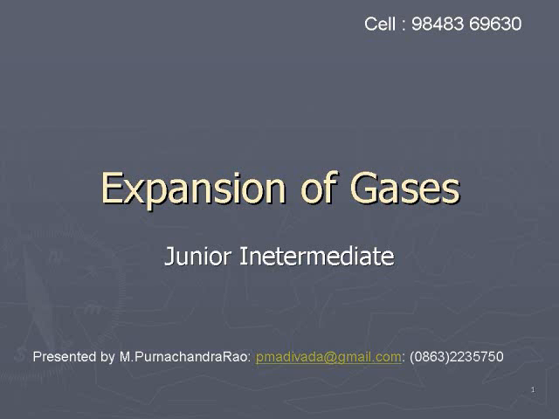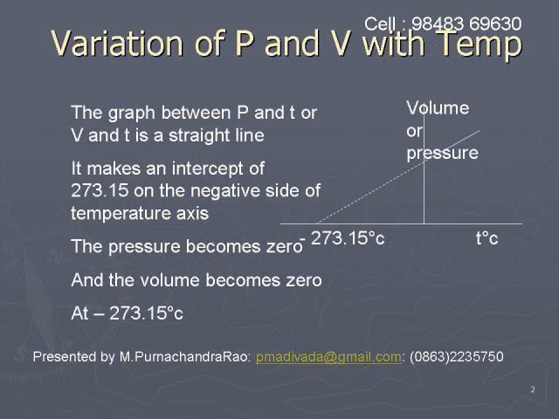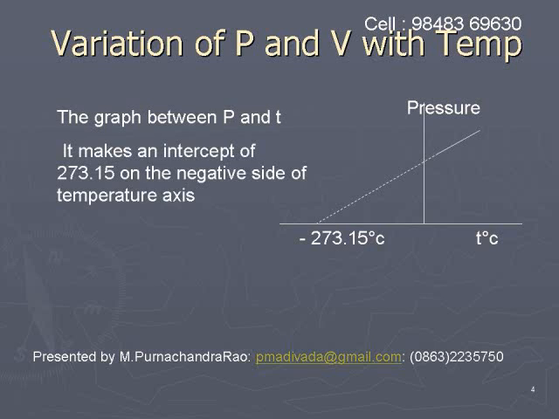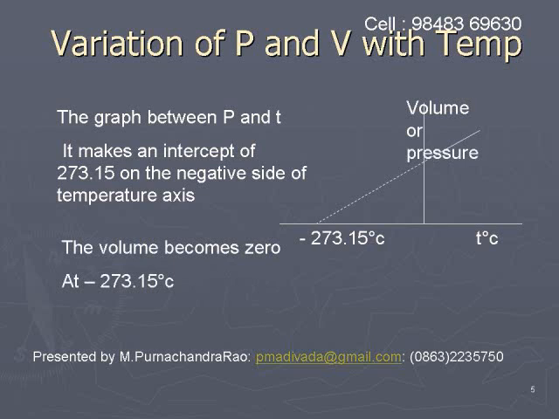Variation of pressure with temperature and variation of volume with temperature can both be plotted on a graph. Suppose we calculate the pressure at different temperatures by keeping the volume constant, and draw a curve between pressure and temperature. We will get a straight line, as shown in the figure. When it is extended backwards, it meets the temperature axis at minus 273.15 degrees centigrade.